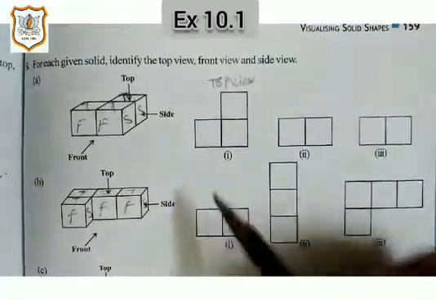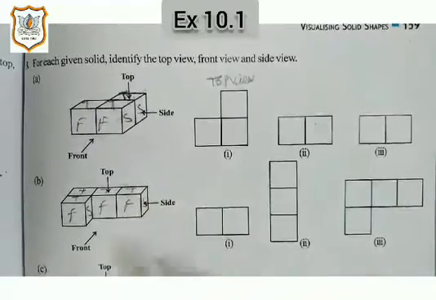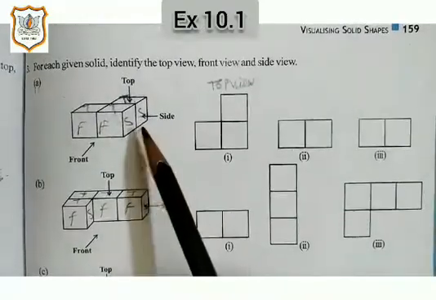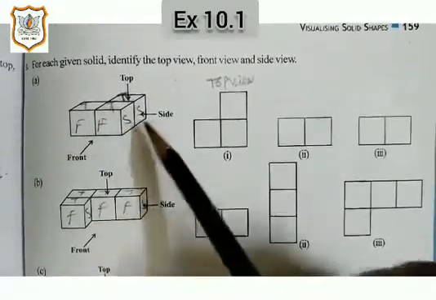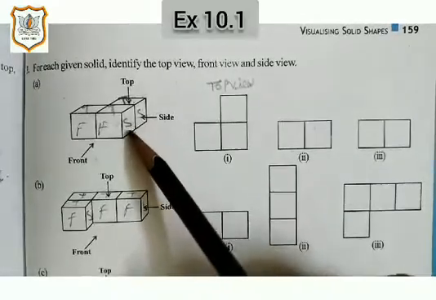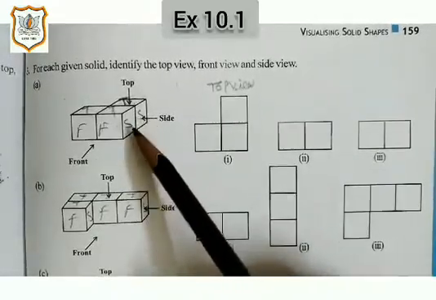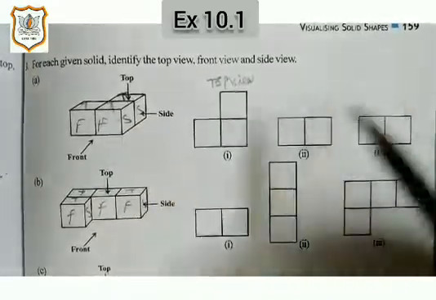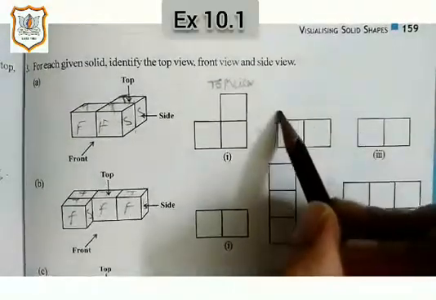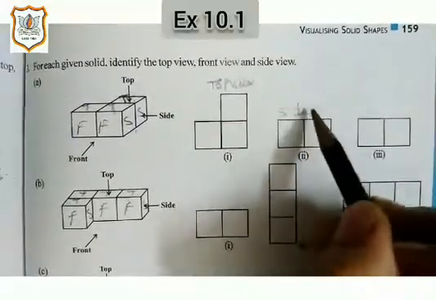Next, side. When you see this solid from the side, you will see only 2 squares. So we write here S. Only 2 squares. So we write here side view. This is side view.